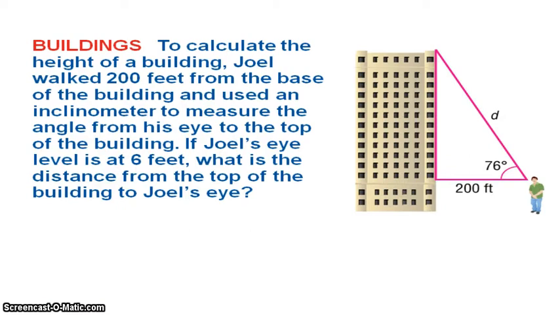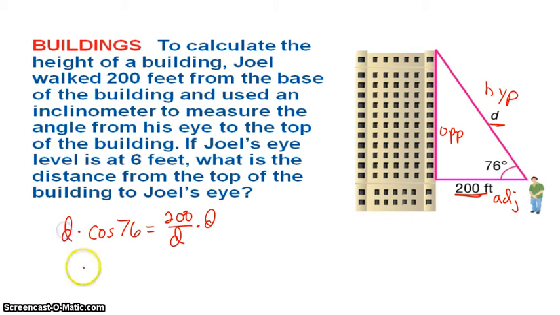So I've got a word problem here. I've got Joel standing 200 feet from the base of a building, and he wants to know how far it is from his eye to the top of the building. So I label what I've got. This is my adjacent. The two things I'm dealing with are my hypotenuse and my adjacent. The trig function that deals with adjacent and hypotenuse is cosine. So cosine of 76 is adjacent over hypotenuse.